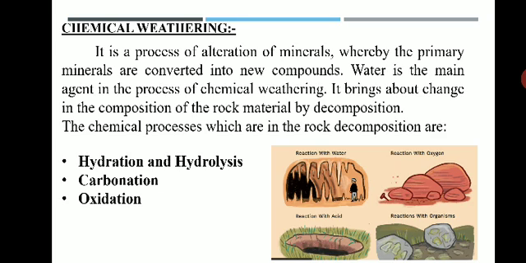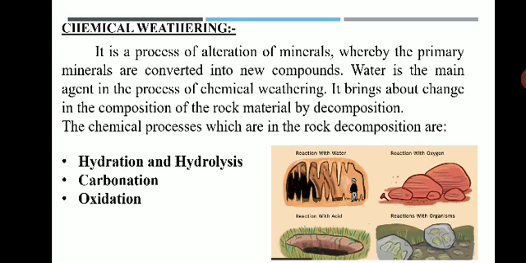It is a process of alteration of minerals whereby the primary minerals are converted into new compounds, that is called chemical weathering. So what happens in chemical weathering? It is a natural process of alteration of minerals, because we know rocks are made up of minerals. Rock is an aggregate of minerals, so the minerals present in the rock convert into new compounds, and here water plays a very important role.